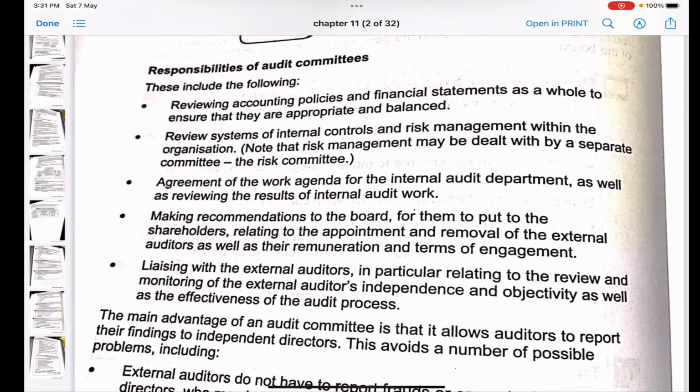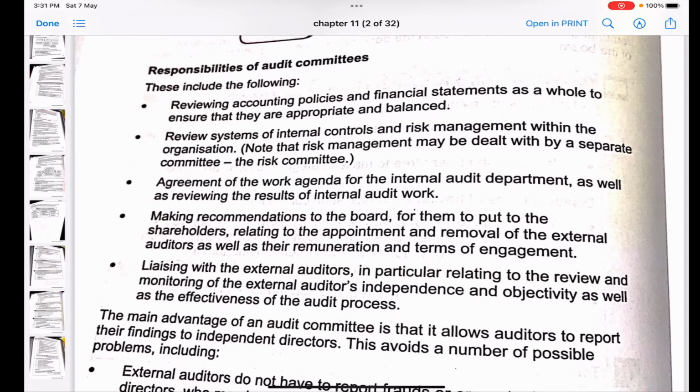What are the responsibilities of the audit committees? The audit committee's responsibilities include reviewing the accounting policies and financial statements as a whole to ensure that they are appropriate and balanced. So they review the statements and check if they are balanced, appropriate and right. The second thing is it reviews systems of internal controls and risk management. So the audit committee also checks the internal management systems and procedures and also the risk management. However, there can be a separate committee for risk management.